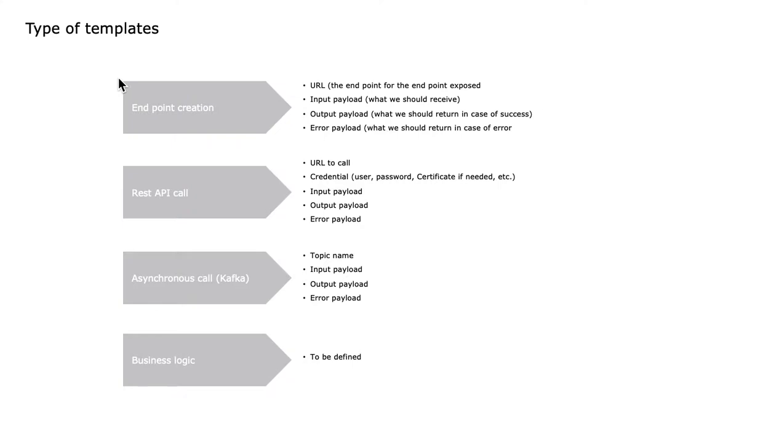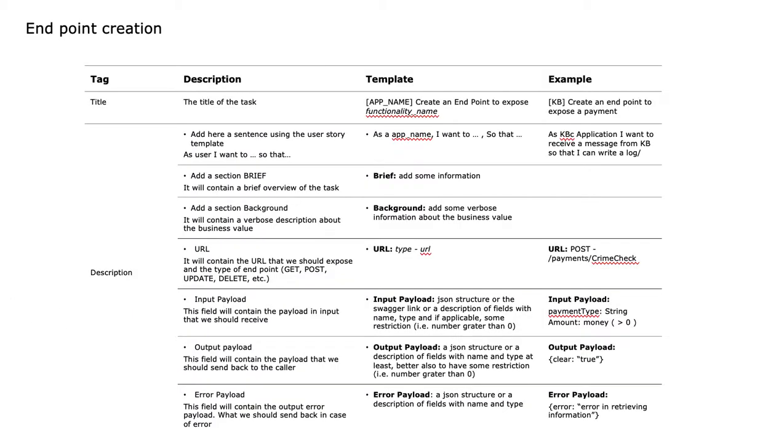It's a quick video. The type of templates that we could write, on a technical side, are for example when a new endpoint has been created, such as a REST API call; asynchronous calls, like Kafka or any kind of storing database, something similar to Kafka; and then of course some business logic to be defined. So I'm just going to go through the first one that we just mentioned.